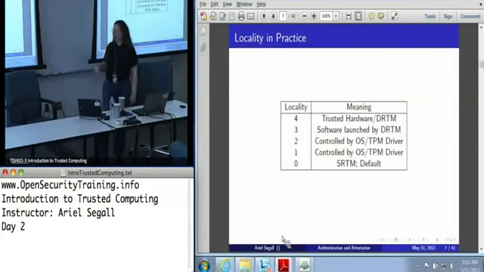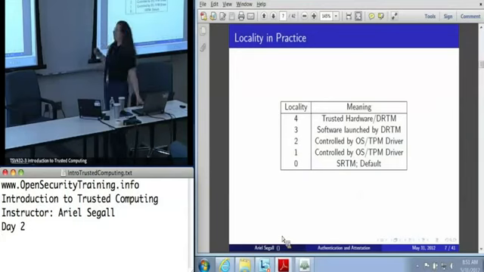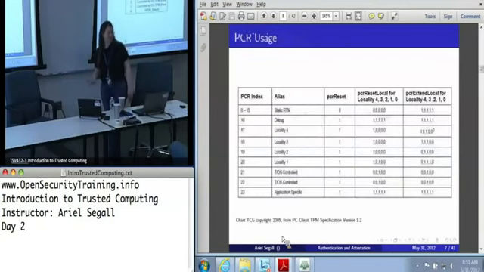The default locality is locality 0. So even though it says this is the SRTM locality, really, if you aren't thinking about locality and you're not using the DRTM, you're in locality 0. You have to go out of your way to use locality 2 or locality 1. So we can use this to establish finer-grained control. Then all commands have equal permissions, but you have to trust your TPM driver, and it's not nearly as fine-grained as we might like.